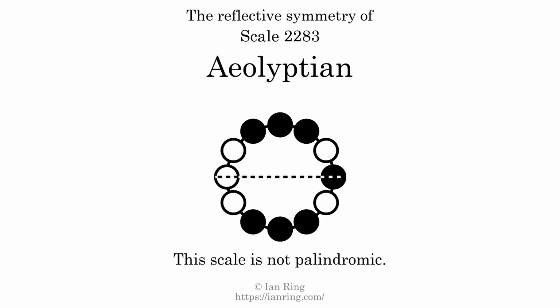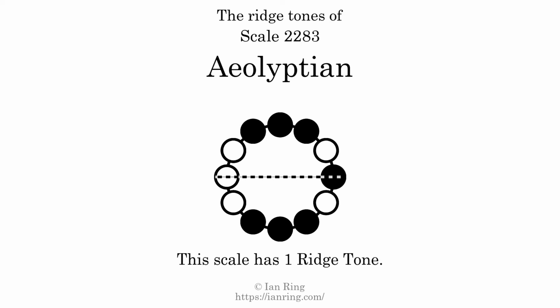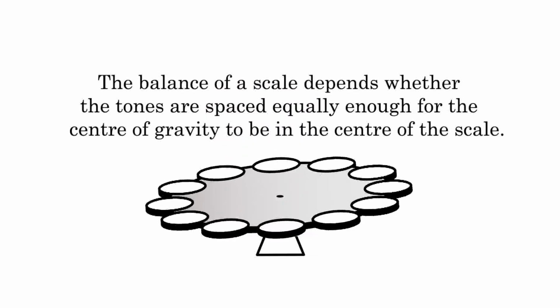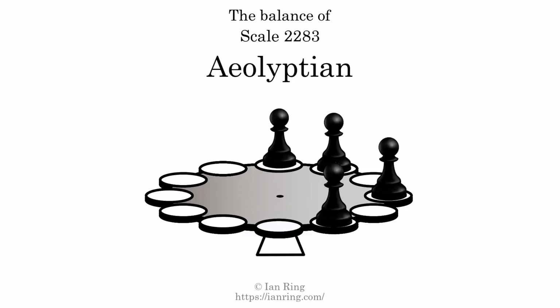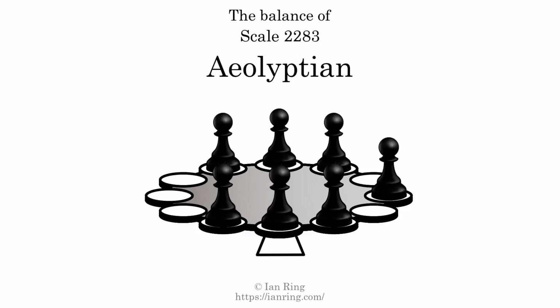This scale has reflective symmetry across an axis positioned 3 semitones from the root. This scale has a different pattern of intervals ascending and descending, so it is not palindromic. This scale has 1 ridge tone. Here, the balance of a scale depends whether the tones are spaced equally enough for the center of gravity to be in the center of the scale. This scale is not balanced.